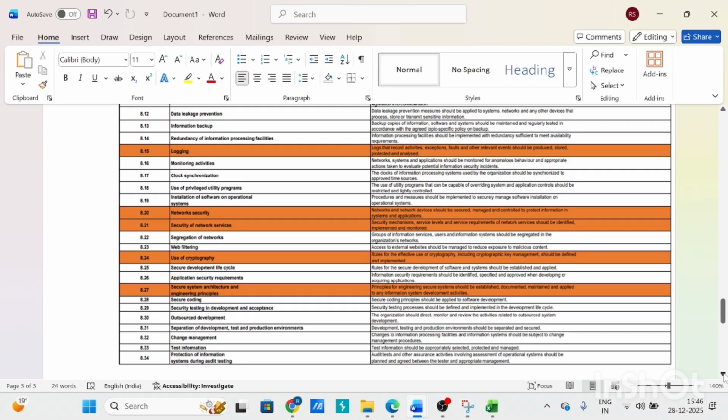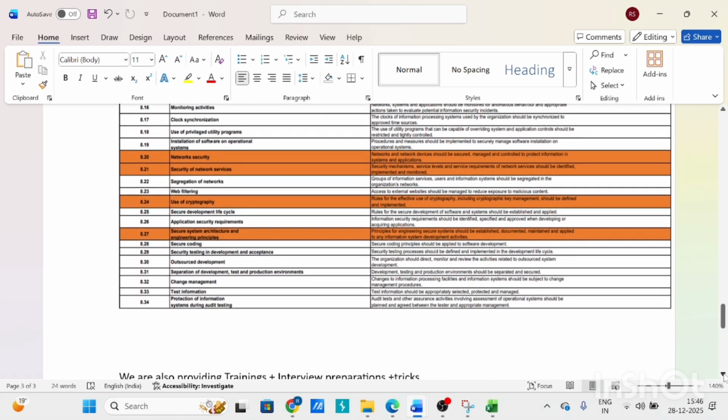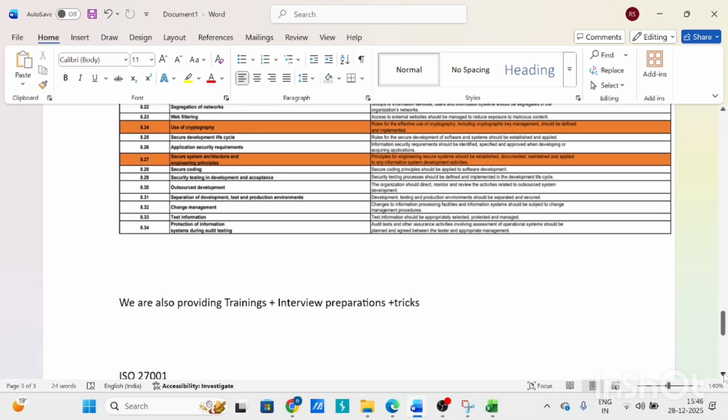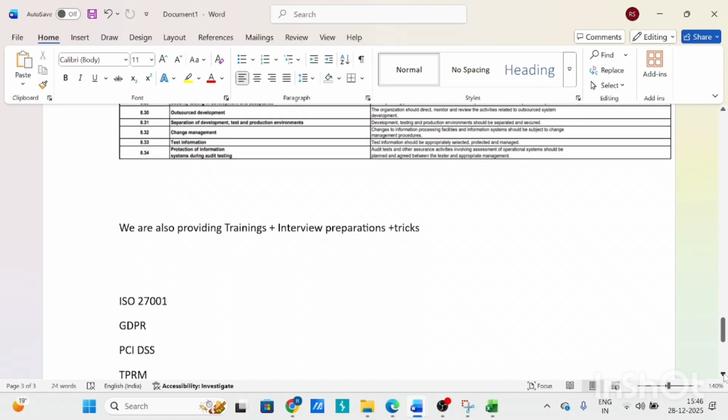Test information should be appropriately selected, protected, and managed. Protection of information systems during audit testing: audit tests and other assurance activities involving assessment of operational systems should be planned and agreed between the tester and appropriate management. This is the complete list of the ISO 27001 controls.